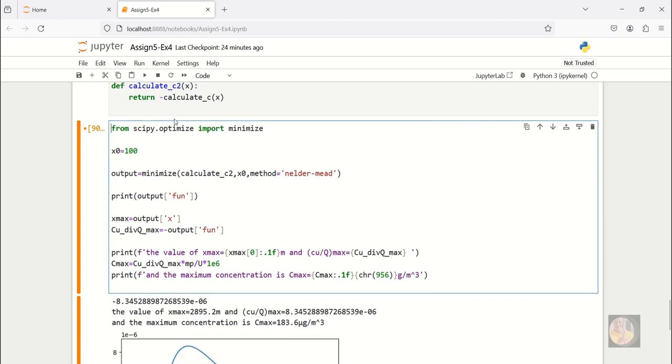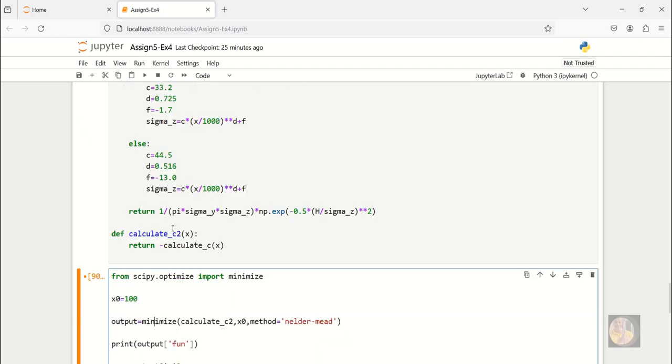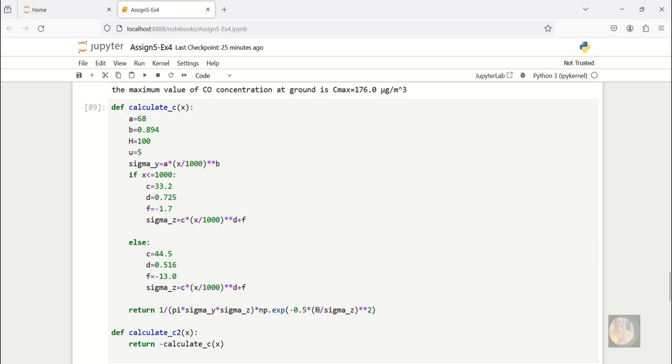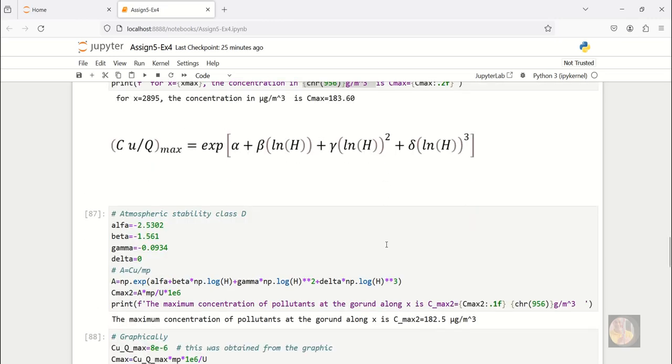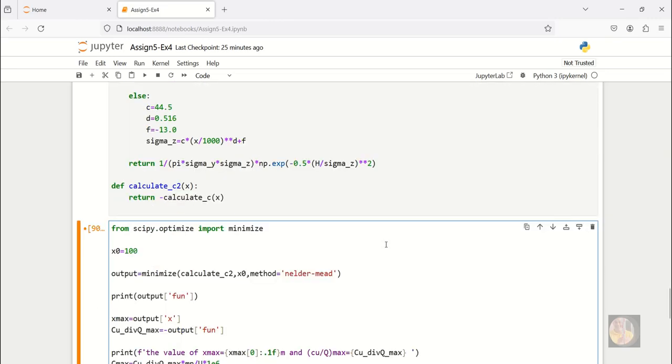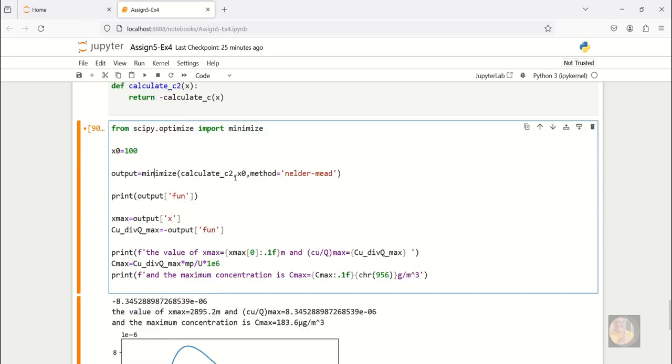So from SciPy, I don't need to plot anything. From SciPy dot optimize, I'm gonna import the function minimize. I'm gonna put an initial guess equal to x0 and try to minimize the function calculate C2, which is minus calculate x, which is minus this value. Okay, so it will be the inverse of this. It will be something like this, goes negative and comes back to increase. So I'm gonna write it like this and use a method called Nelder-Mead just to optimize this.